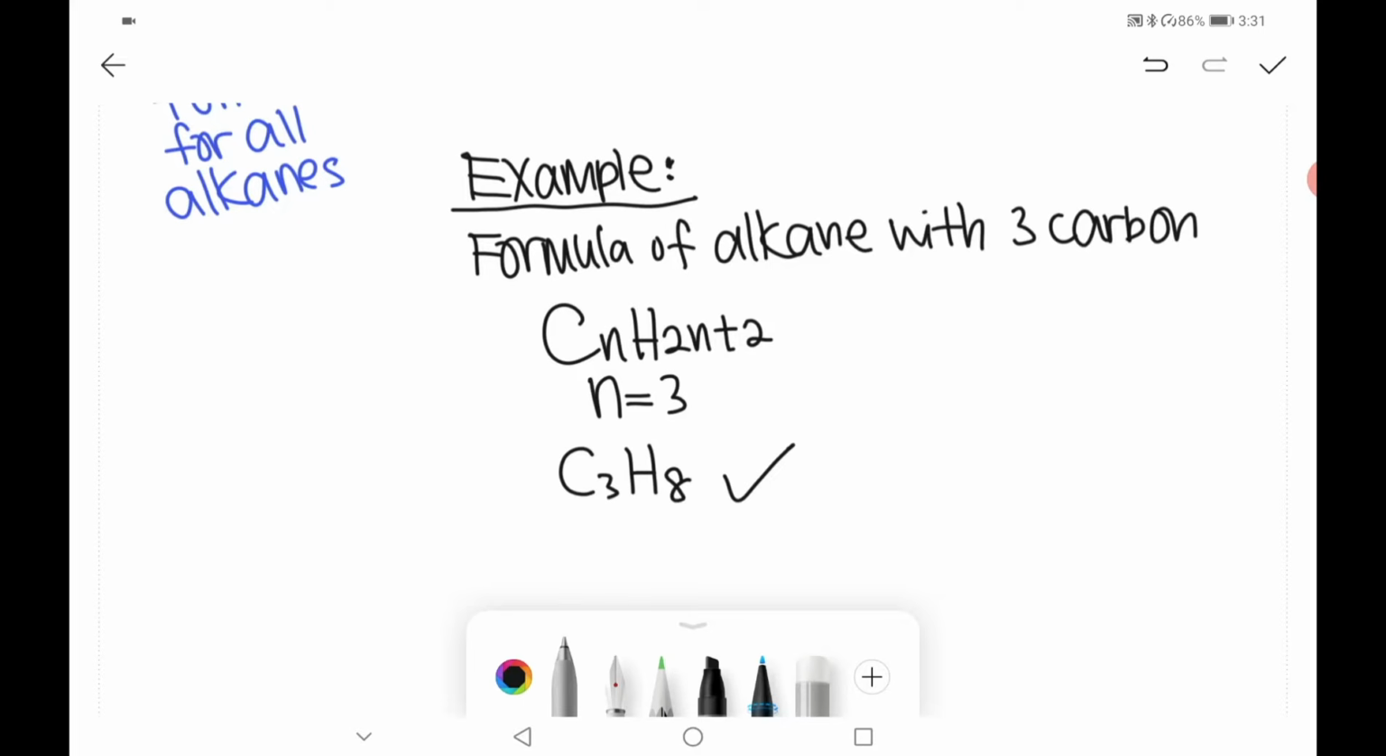So for example, if I want to know the formula of alkane with 4 carbons, you substitute n equal to 4 into the formula here. When you substitute n equal to 4, you get C4H10. That's it. So C4H10 is the formula of alkane with a total of 4 carbons.